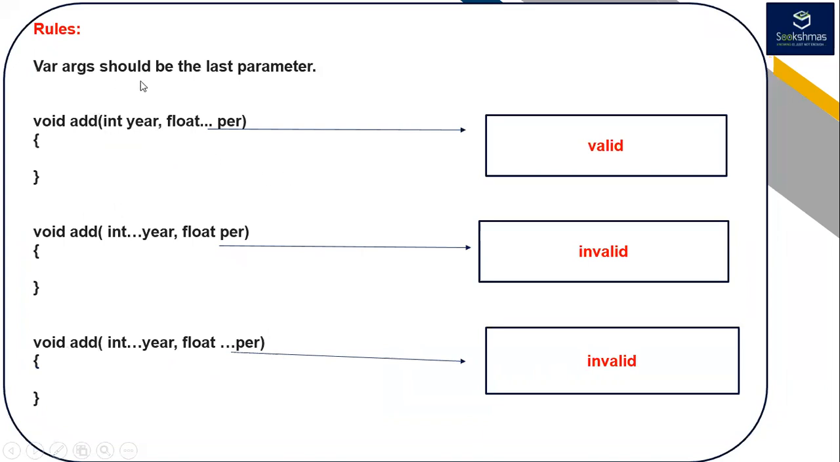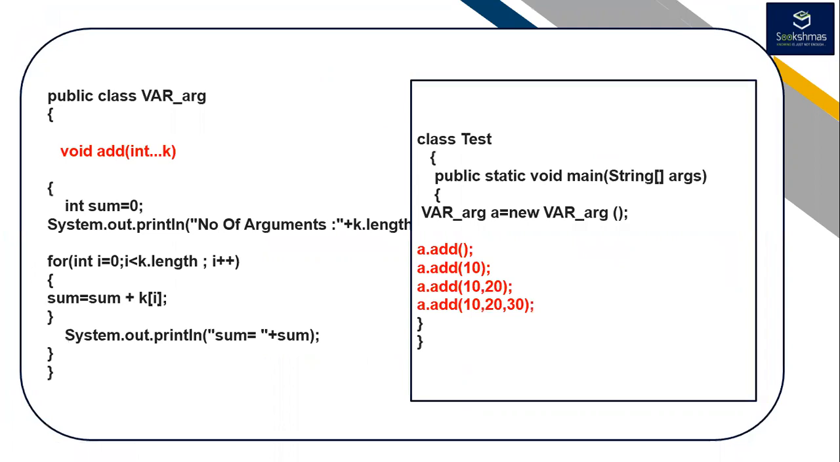Always a variable argument should be the last parameter. Always it should be the last. If you are trying to use it in the first parameter, definitely it's invalid. And if you are trying to use it in both the parameters, this is also invalid. This is the brief about the variable argument.